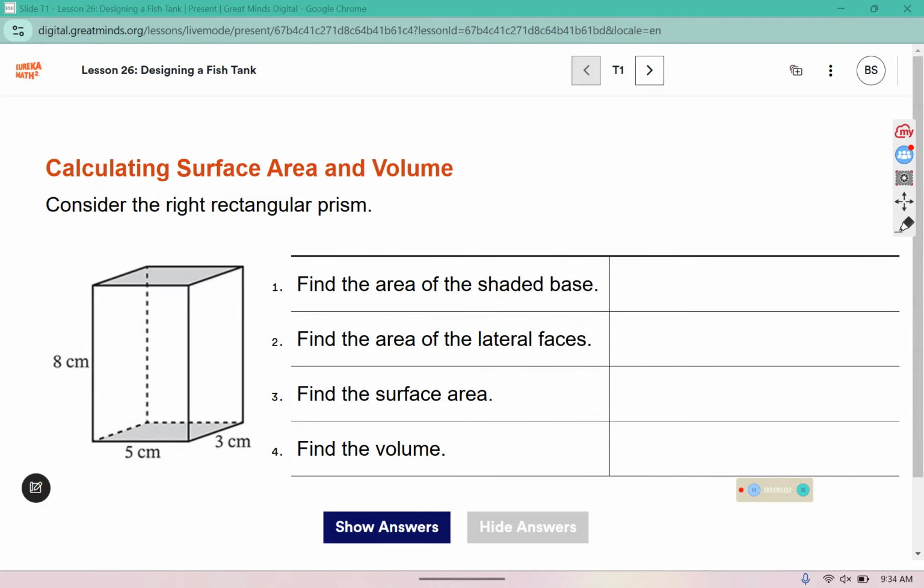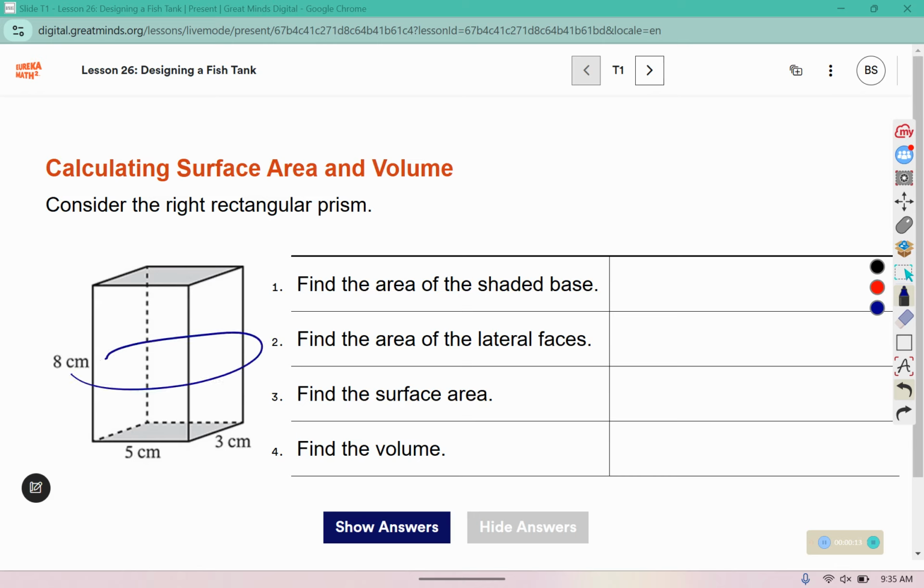Consider the right rectangular prism. For your warm-up, you will need to find the area of the base, the area of the lateral faces going around the middle of the prism, the surface area, all of the faces, and the volume, how much stuff we can fit inside of the solid.